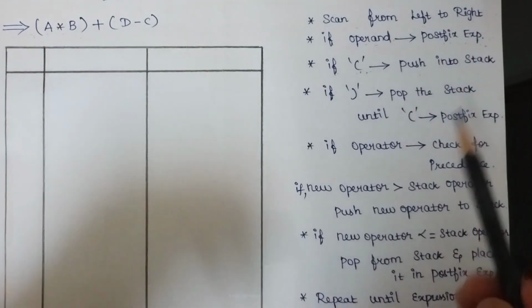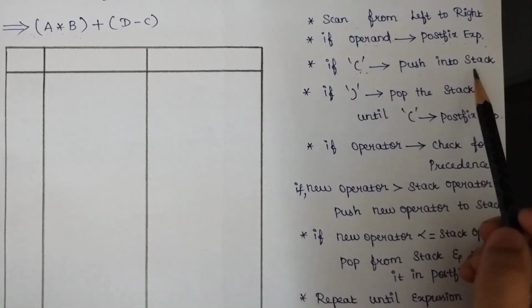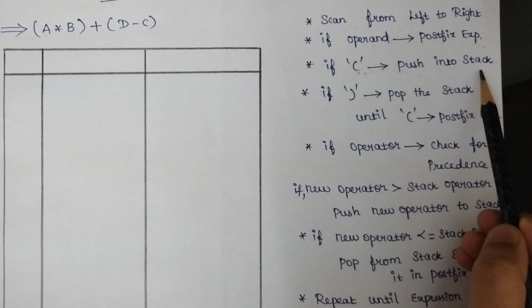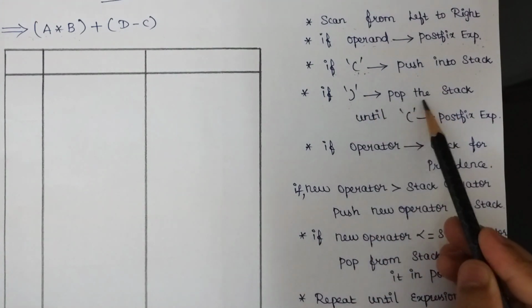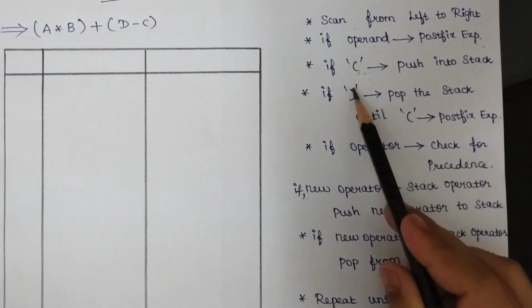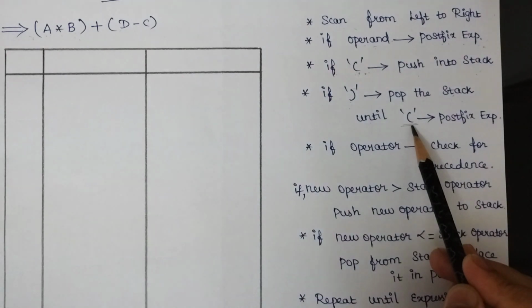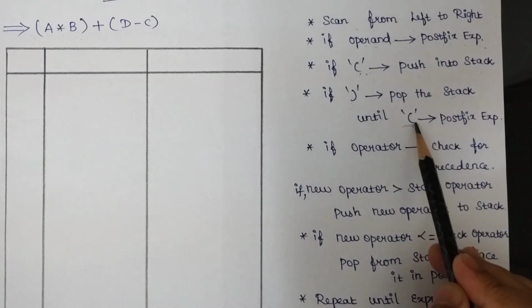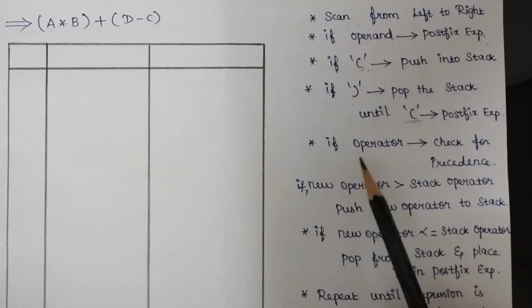As I already mentioned, this conversion is an application of stack, so you are going to use a stack for it. When the character you scanned is an open bracket, you need to push it into the stack. And what if the character that you scanned is a close bracket? At that time you need to pop the stack, and not just pop once, but until it reaches the open bracket. You need to pop all the elements from the stack, and the popped elements should be added to the postfix expression. And coming to the next condition.